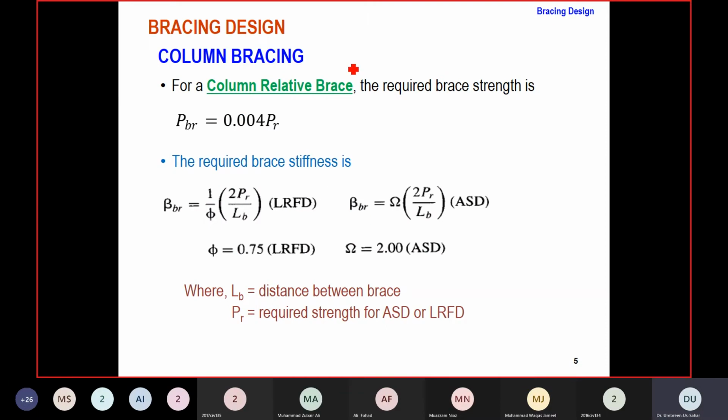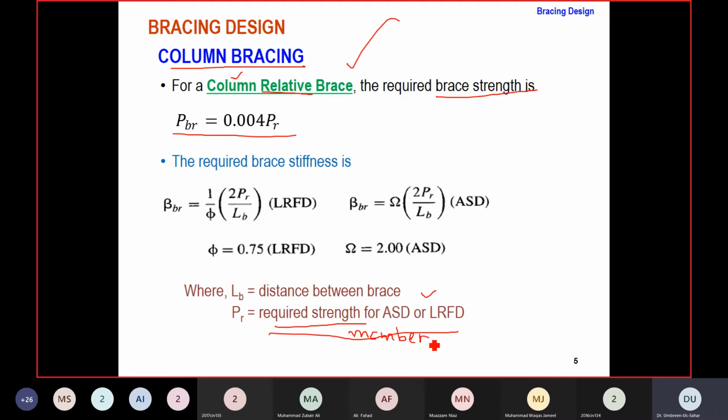So if we go towards the AISC specifications for the bracing design, keeping these two factors in our mind, then the column braces can be designed using the relative brace. The type of the brace is relative and you are providing it for the column. Then the required brace strength can be calculated by using this formula: 0.004 PR. PR is the required strength, in ASD or LRFD, whichever method you are using, for the member for which you are providing the bracing. Okay, so the column that needs to be braced.